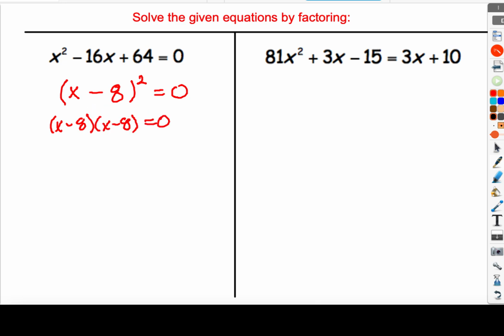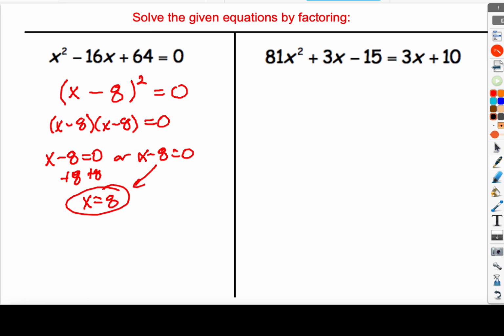And if we have two things multiplied equal to 0, then either x minus 8 equals 0 or x minus 8 equals 0. The answer to those, if I add 8 on both sides, is just going to be x equals 8. And really the same answer from that one, right? It just turns out I'm only going to get one solution to this because we had the same factor twice.